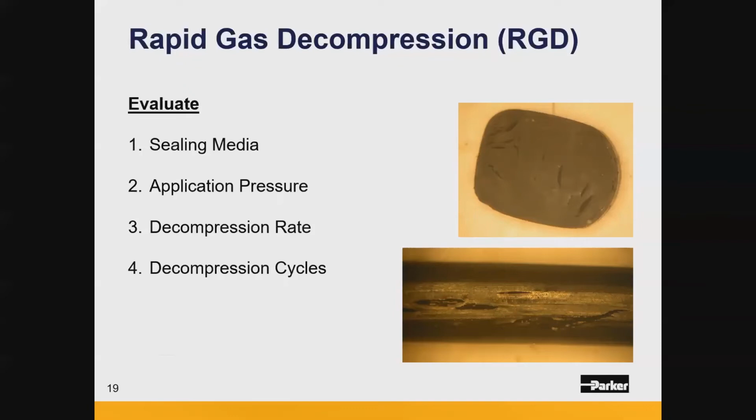We consider any application or environment where there is decompression of 200 psi per minute or more to be one where RGD failure and damage is highly likely. You also want to consider the number of decompression cycles that occur, because of course the more that this decompression behavior occurs, the more likely for the failure.